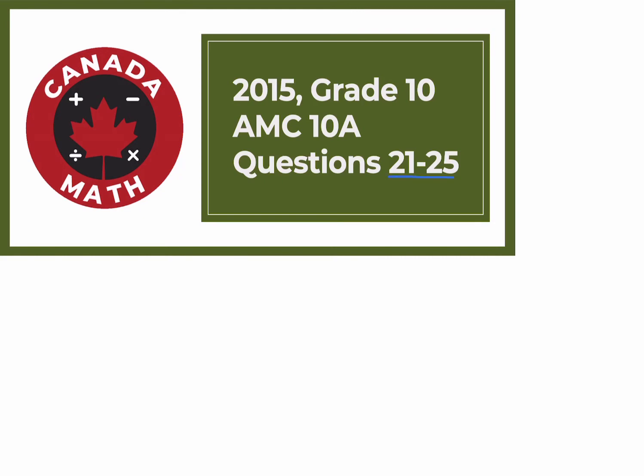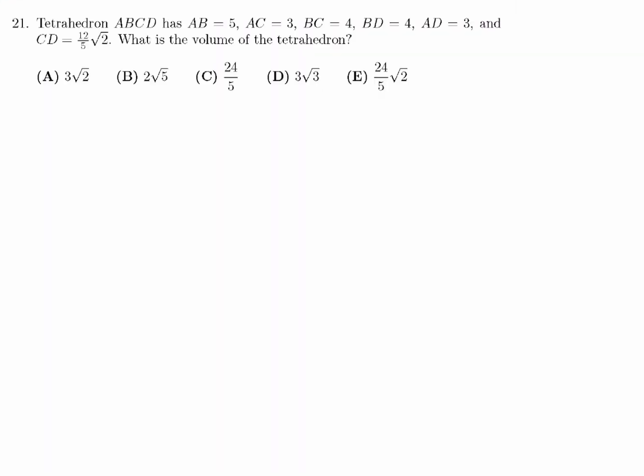Questions 21 through 25 on the 2015 Grade 10 AMC 10A. Tetrahedron ABCD has AB = 5, AC = 3, BC = 4, BD = 4, AD = 3, and CD = (12/5)√2. What is the volume of the tetrahedron? Let's draw a diagram of this tetrahedron.